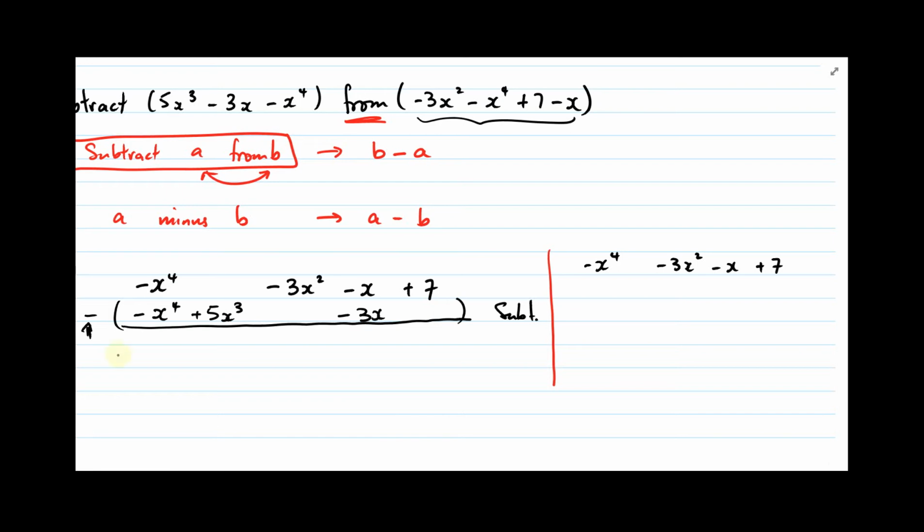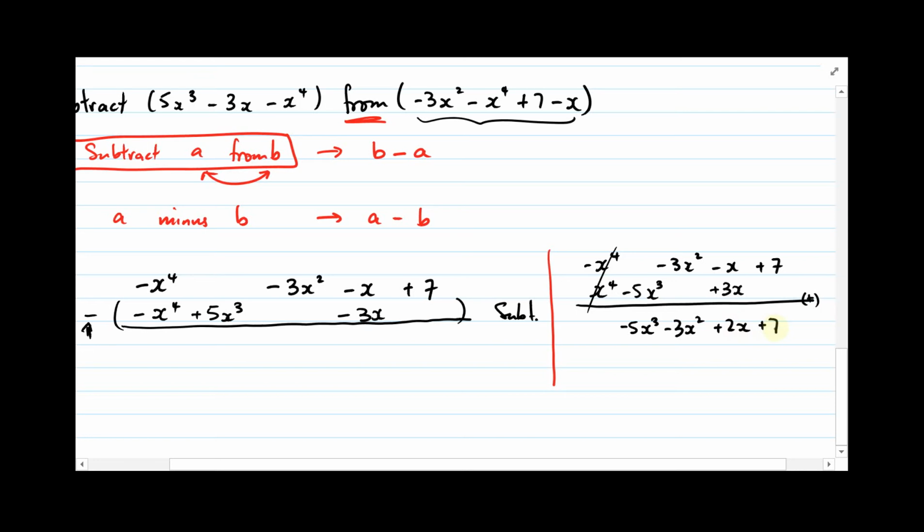So negative of negative x to the fourth would be positive x to the fourth, minus 5x cubed. I'm changing all the signs, and that's because it was subtraction. And now I simply add them together. We get nothing here, minus 5x cubed minus 3x squared plus 2x plus 7.